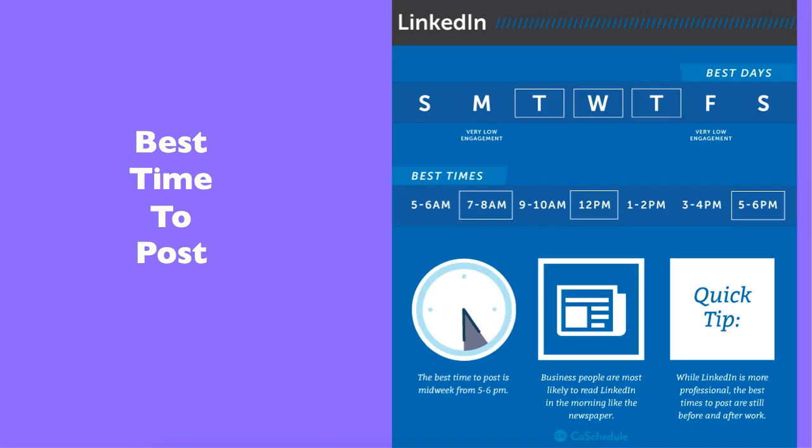And I'm sure you're thinking, when should I post on LinkedIn? And here is the answer from CoSchedule. They did research and looked at a lot of data, and it seems like the best time is midweek, from 5 to 6 p.m. So Tuesday, Wednesday, and Thursday, 5 to 6 p.m. seems like the best time to post. But again, like I always say, it's okay to have data and stats, but always test it yourself and see what works for you and also your target audience.